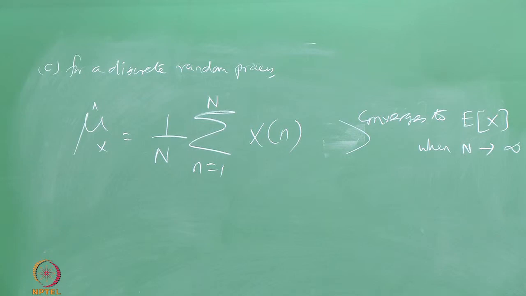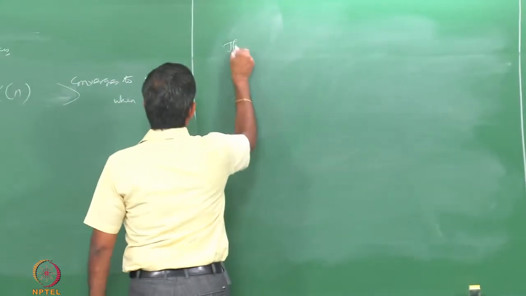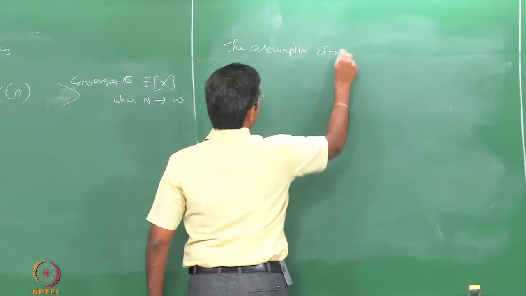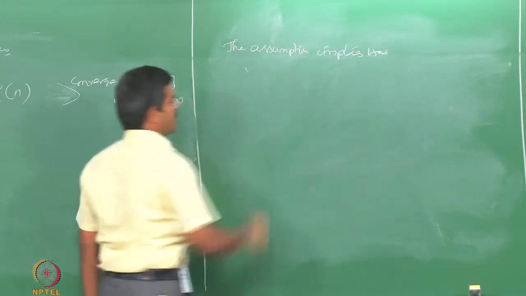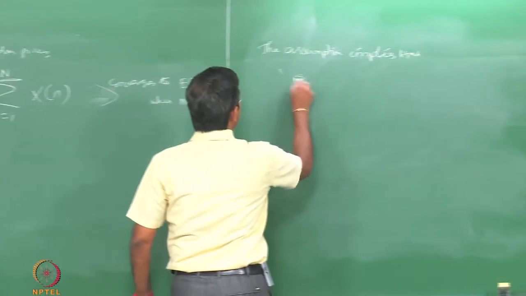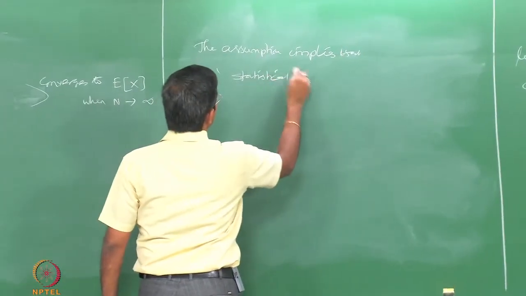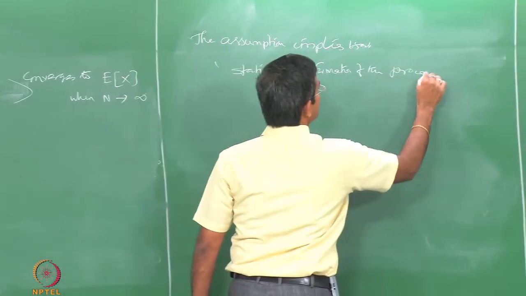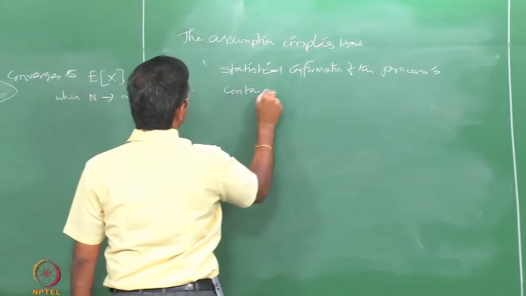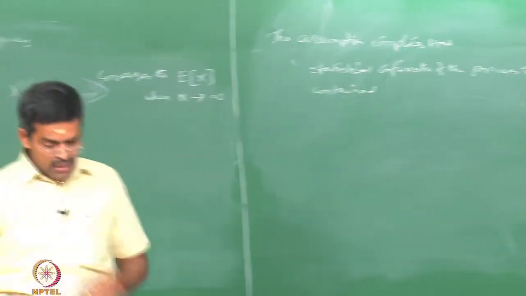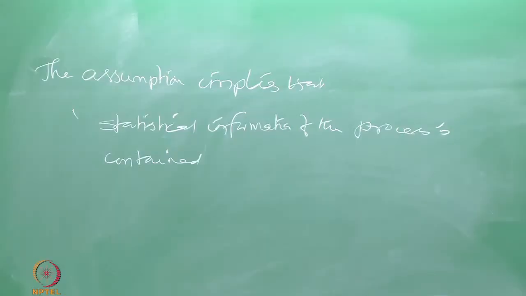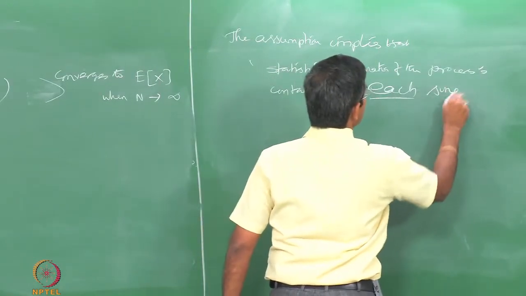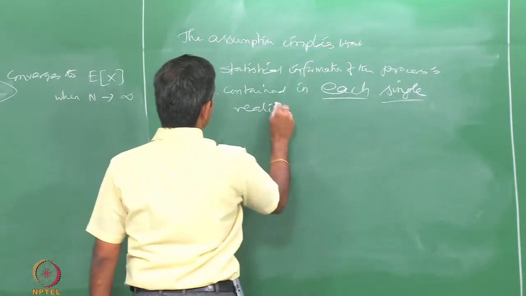So this assumption implies a major parameter. The above assumption, that is the ergodicity, implies that, what does it imply in my analysis? The statistical information of the process is contained in each single realization of the process.